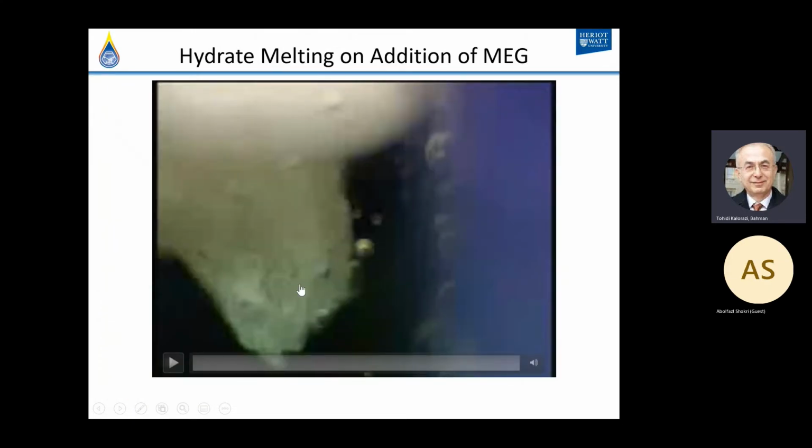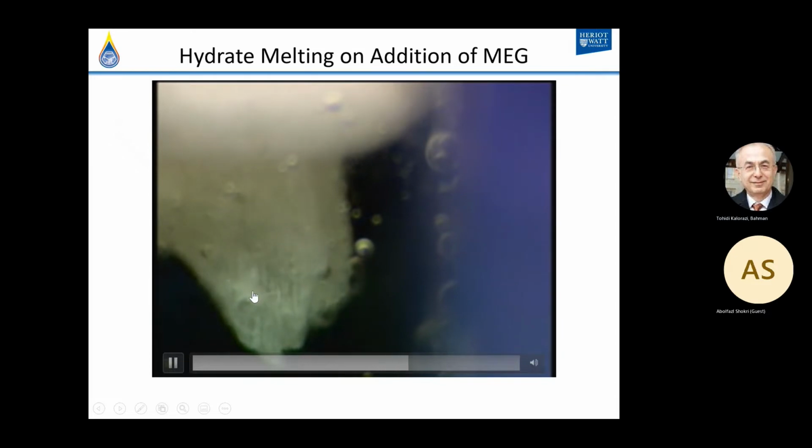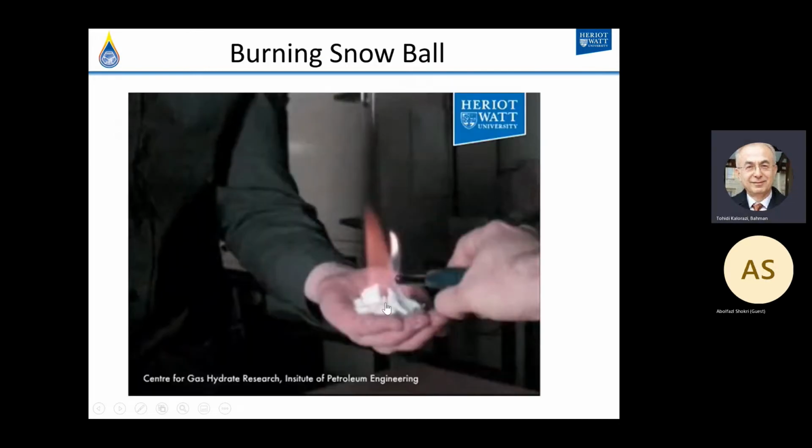This is melting. Here we injected MEG, and you can see how MEG will dissolve hydrate and how the gas molecules evolve from hydrate. You see that here? And you see the majority from the bottom of view, because MEG is a heavy component, heavier than water, and will be in the lower part of the cell.